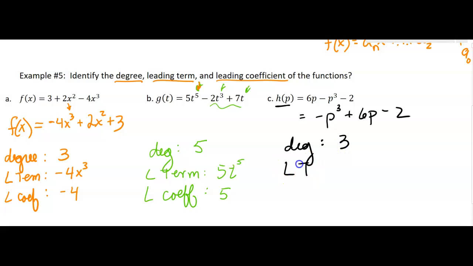What's the leading term? The opposite of p to the third. Sometimes we say negative p cubed, but, you know. The leading coefficient. It's going to be negative 1 here, okay? All right, so identifying degree, leading term, leading coefficient.